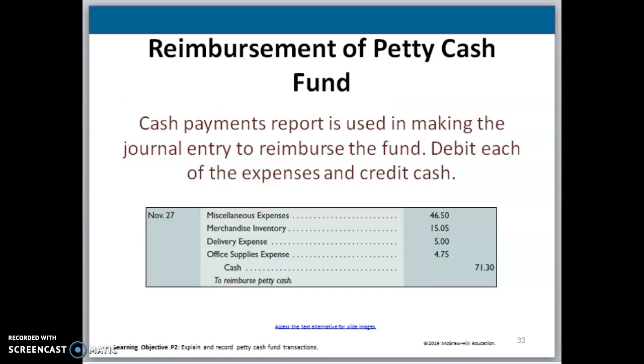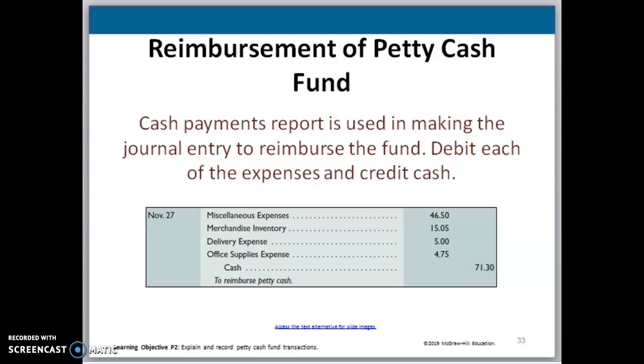Then the petty cashier is going to summarize all of those payments that were made. Typically when the receipt comes in, you're going to write on the back of the receipt what it was for. The petty cashier probably will write what journal entry to make, whether you're going to debit a miscellaneous expense or a delivery expense, office supplies expense, whatever it may be.